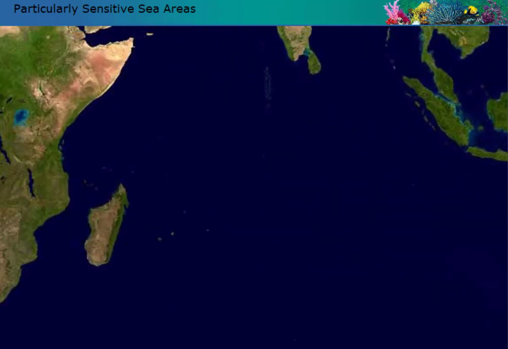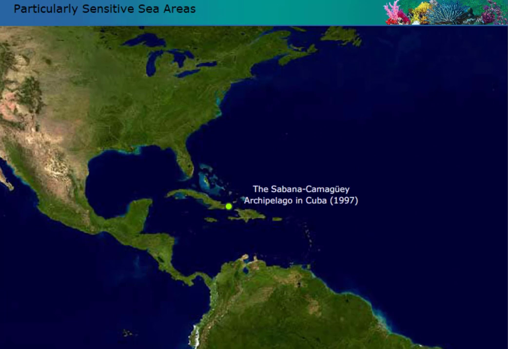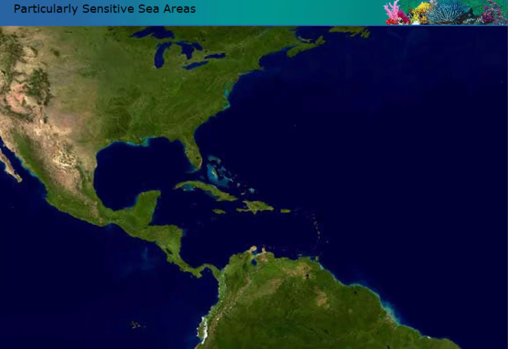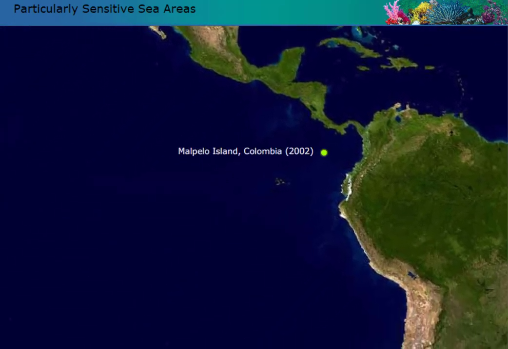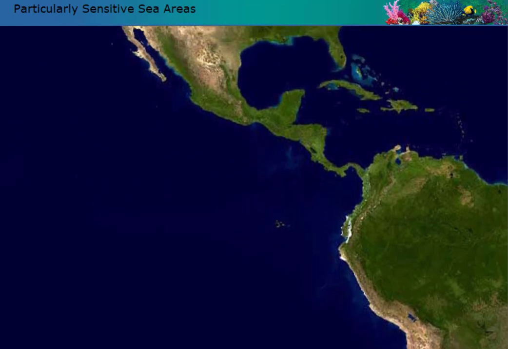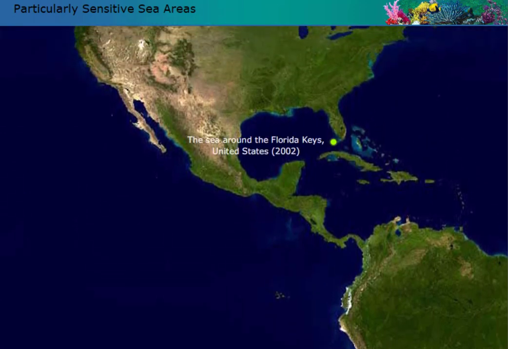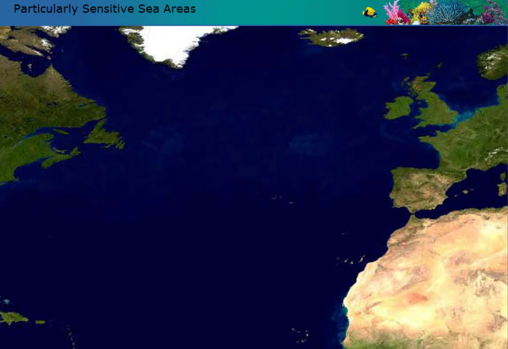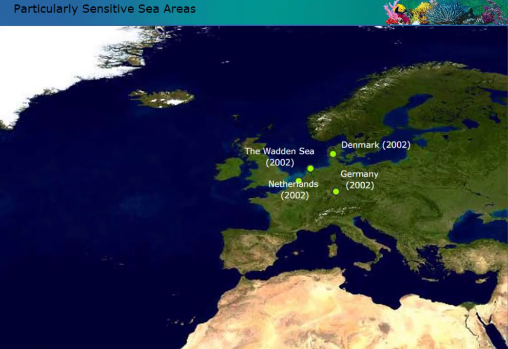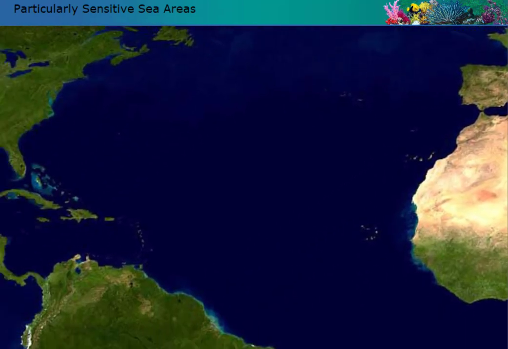The Sabana-Camagüey Archipelago in Cuba, 1997. Malpelo Island, Colombia, 2002. The sea around the Florida Keys, United States, 2002. The Wadden Sea, Denmark, Germany, Netherlands, 2002. Paracas National Reserve, Peru, 2003.